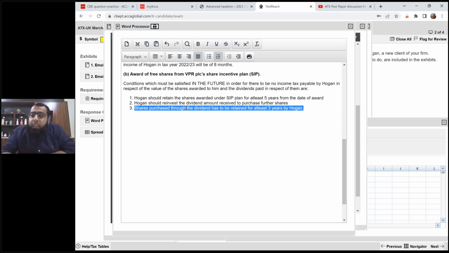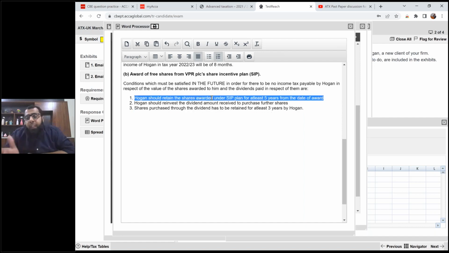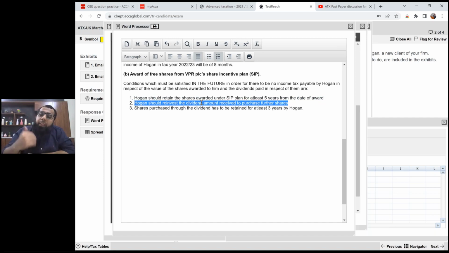Okay, what you need to understand is that the normal holding period for SIP shares is 5 years. If you reinvest the dividend amount to purchase further shares, there is no tax.